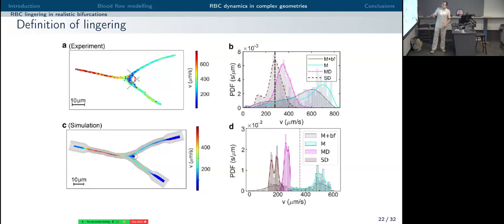So essentially, the vertical dashed line you see in both plots defines the threshold between lingering cells on the left that are slow and non-lingering cells which are fast, going quickly through the bifurcation. And on top of that, which I didn't say, on the left, you see these red circles near the bifurcation. So a lingering red blood cell also has to be within that circle. Otherwise, it would not be considered a lingering cell, because for whatever reason, you might have a slower cell in a different part of the geometry, but those are not counted as lingering cells at the apex.